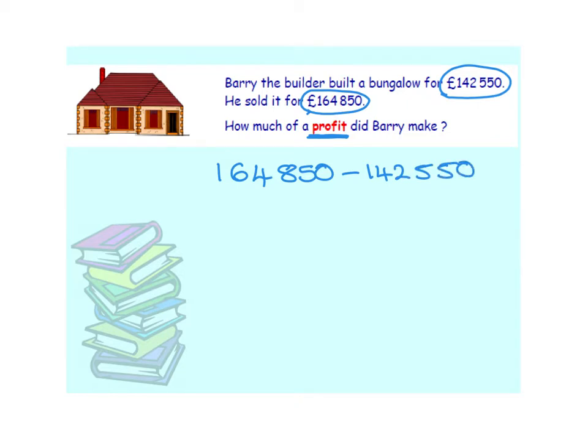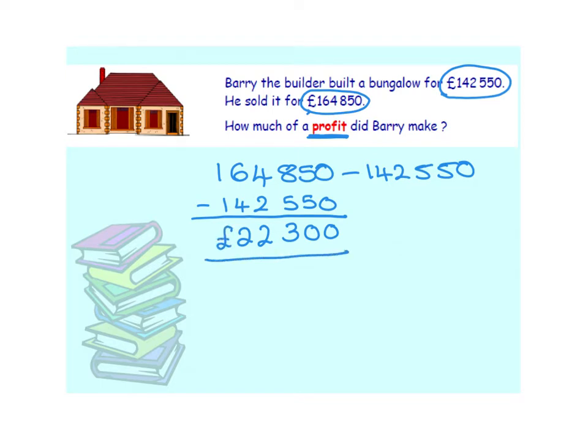Now, I like to set mine out like this. I think this one's going to work out nicely. 0 take away 0, 5 take away 5, 8 take away 5, 4 take away 2, 6 take away 4, and 1 take away 1 is nothing. So he has made a profit of £22,300.